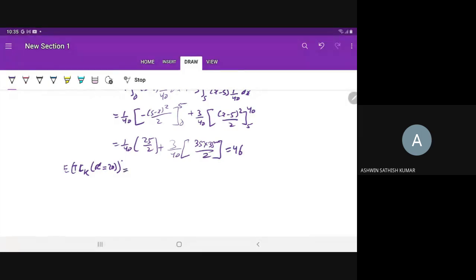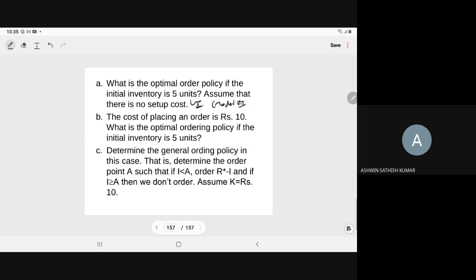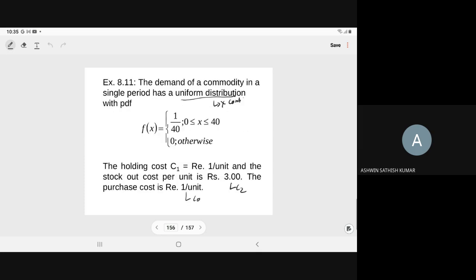So the initial inventory is given to you as 5. So what quantity do you have to order? You have to order K plus C0 times (R star minus I), plus C1 times the integral from 0 to R star of (R star minus x) f(x), plus the integral from R star to 40 of (x minus R star) f(x) dx. That will come, and K is given to you as the setup cost.